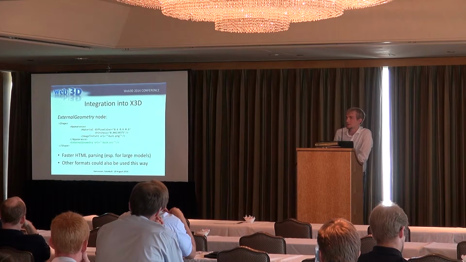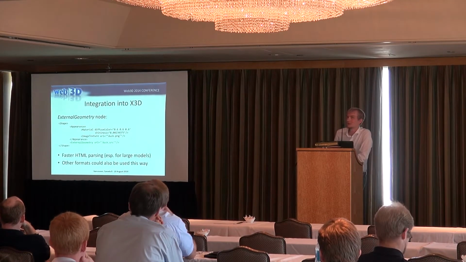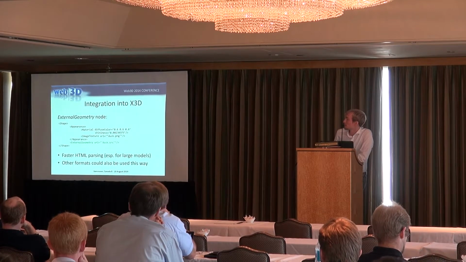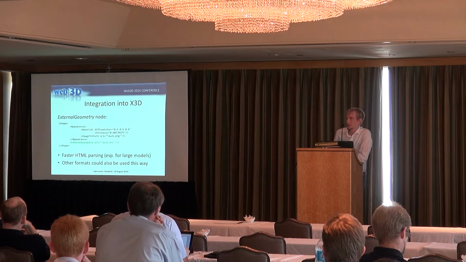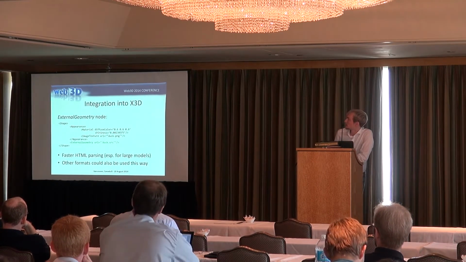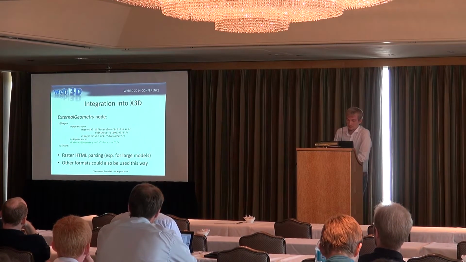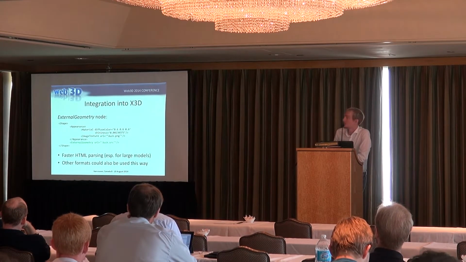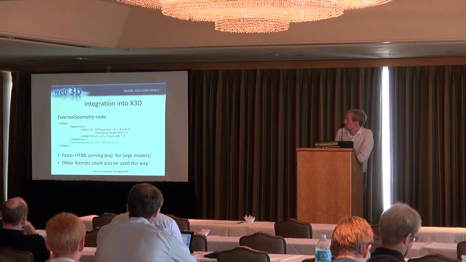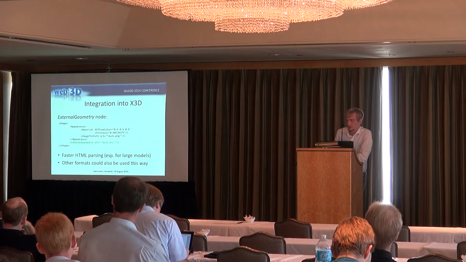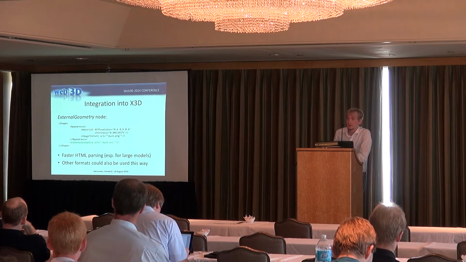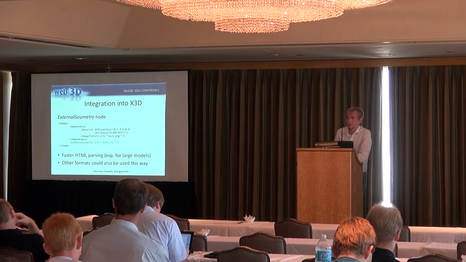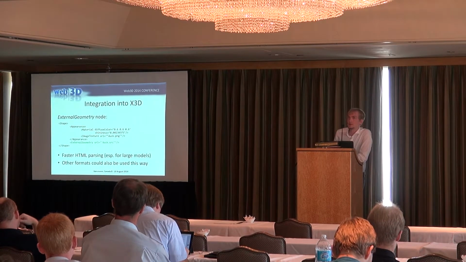So this is our external geometry node, and it simply contains one multi-field with a URL. Just like the inline nodes, we can have multiple URLs as fallback, and it just points to the SRC file. Obviously, at that point, other formats could also be used. You could also include a Collada file this way, or whatever you like, theoretically. And this allows for much faster parsing of the HTML page, especially if you have a very large model. So this is one benefit, and the other benefit is that it's easier to read, of course.